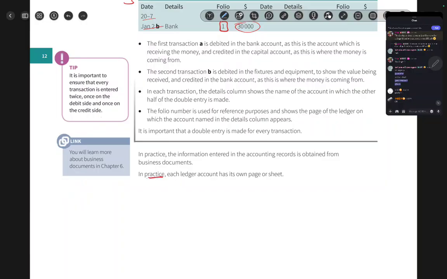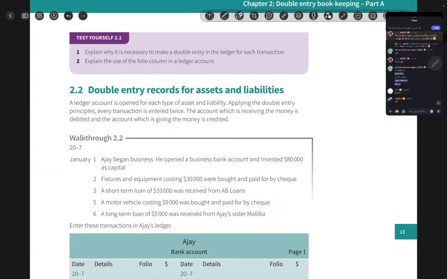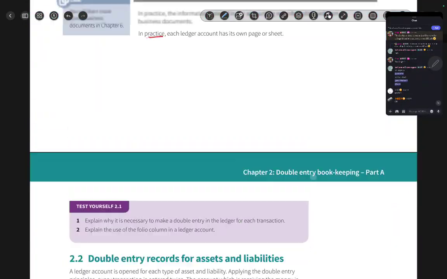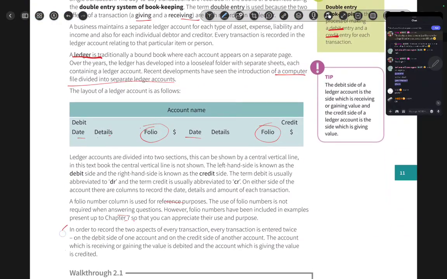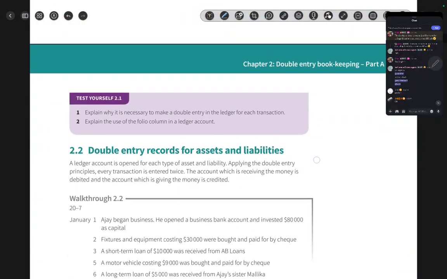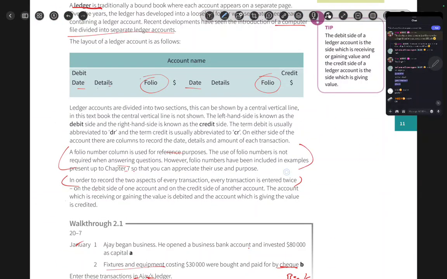In practice, as in real businesses. Okay. Explain why it is necessary to make a double entry in the ledger for each transaction. The answer to this is written over here. And then explain the use of folio column. It's just this place. All right.